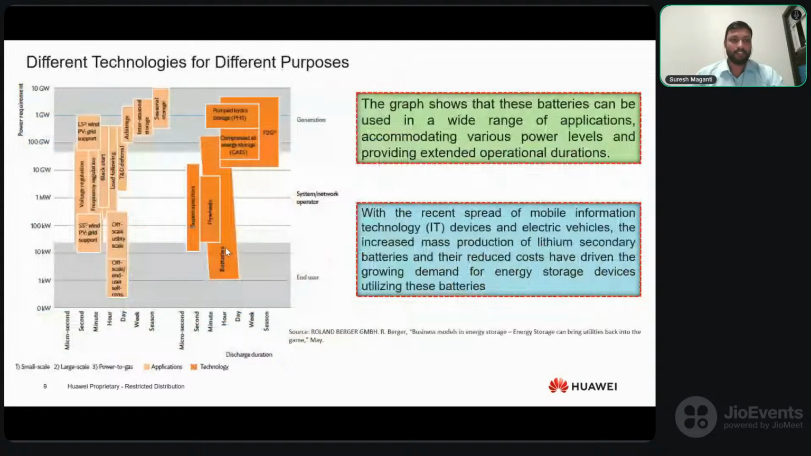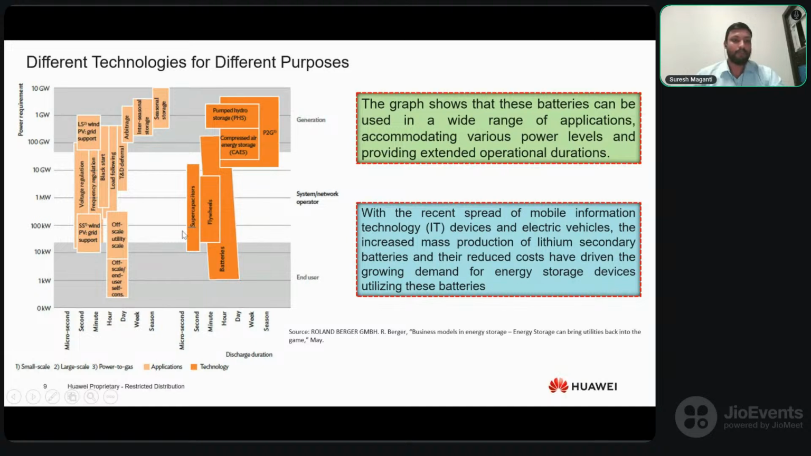So when we look at grid level applications, the picture you are seeing shows the power requirement level: this is 10 megawatt, this is 100 megawatt, then 1 gigawatt and 10 gigawatt. Sorry for this mistake. When you talk about grid level applications, that is voltage regulation and frequency regulation, which energy storages will be feasible for this application?